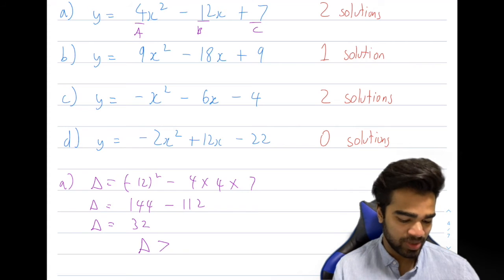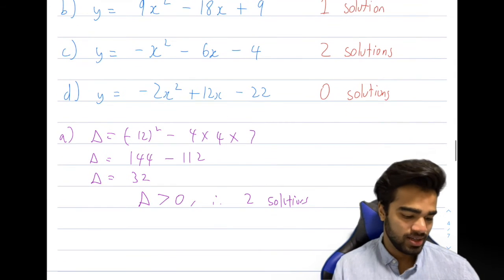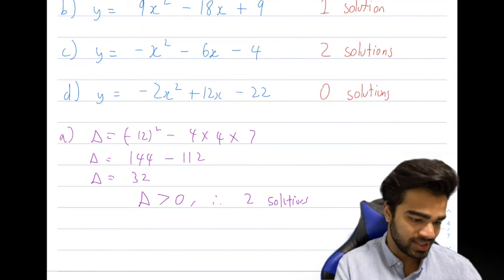So how many solutions? Well, our discriminant here is bigger than 0. It's a positive number, right? So it's bigger than 0. So therefore, we have 2 solutions. That's the rule. Okay, you can see that's the answer. All right. One more. D, I said we're going to do.